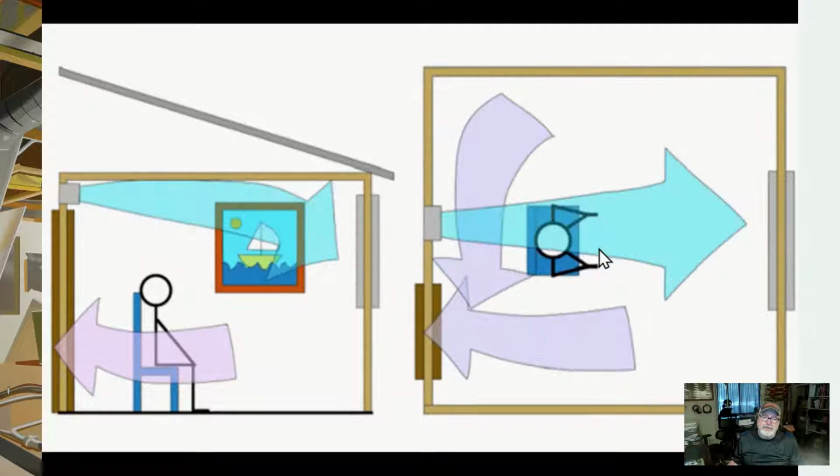And then the fourth one isn't actually a ceiling register, but it's close to the ceiling. That would be a high sidewall register. So it's blowing across the room. This is a different type of register, a different type of grill.